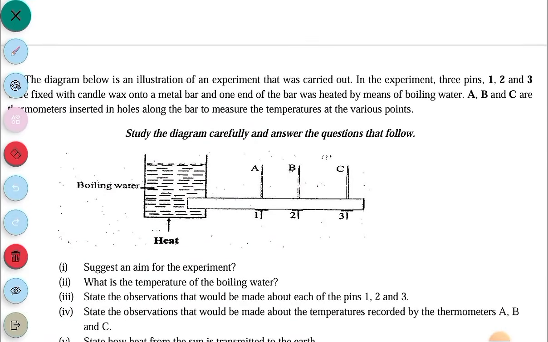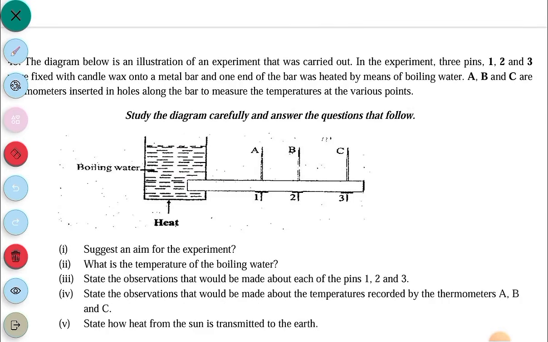This is question 44. So the diagram below is an illustration of an experiment that was carried out. In the experiment, 3 pins 1, 2, and 3 are fixed with candle wax onto a metal bar, and one end of the bar was heated by means of boiling water. A, B, and C are thermometers inserted in the holes along the bar to measure the temperatures at various points. So suggest an aim for the experiment.